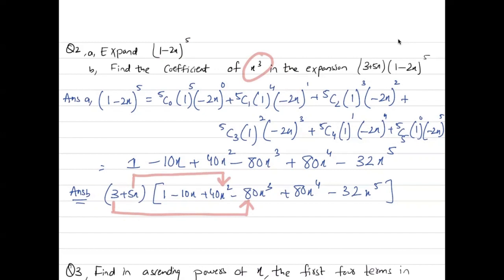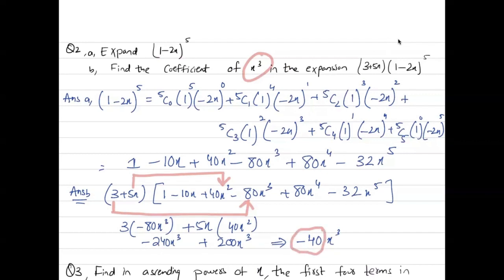So the only way you can get the coefficient of x cube is by multiplying 3 with minus 80x cube, and you can multiply 5x with 40x squared. So 3 times minus 80x cube is minus 240x cube, and 5x times 40x squared is going to give you 200x cube. So the end result comes out to be minus 240 plus 200, that is negative 40x cube. So what's the coefficient of x cube in the expansion? The coefficient of x cube is minus 40. So you are going to write down minus 40 as the final answer.